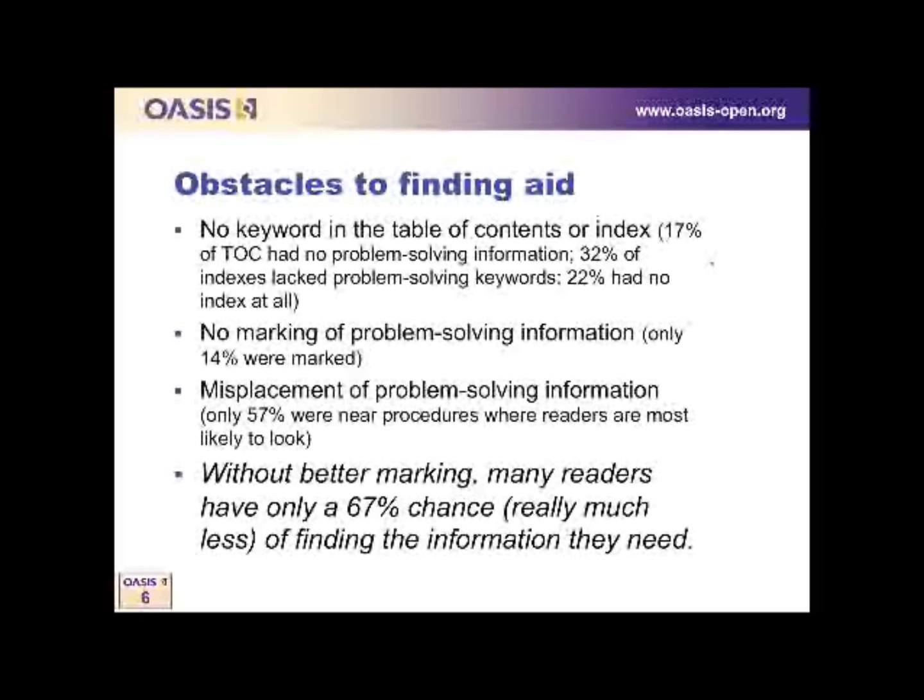They also found that much of the problem-solving information wasn't in the right place. They knew that people seeking problem-solving information typically would look at the procedure or near the procedure that would tell them how to perform the task that they were trying to perform. But only 57% of the time in these manuals was the troubleshooting information anywhere near the procedures. So without better marking, the researchers concluded that in this set of manuals, many of the readers would only have a 67% chance or even less of finding the information that they need.